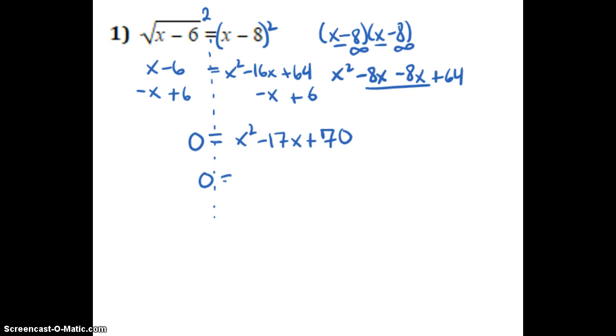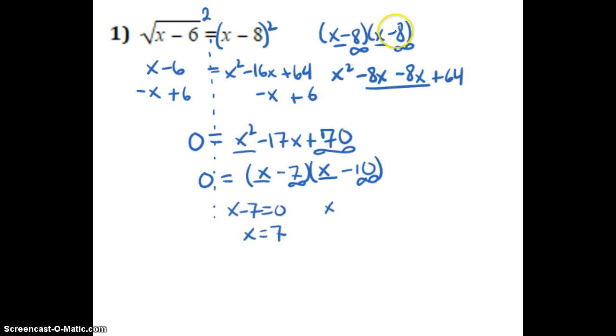You can use the quadratic formula if you want to, but I'm going to make them factorable. Two things that multiply to make x squared will be x and x. I need things that multiply to make a positive 70, and I also want the inner and outer to combine to make a negative 17. So 7 and 10 is the first thing that comes to mind, both negative. Setting each of these equal to 0 gives me x equals 7 or x equals 10.